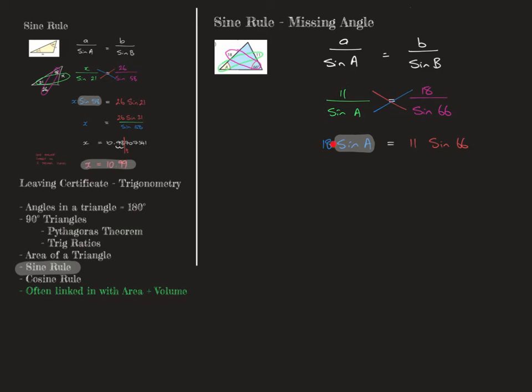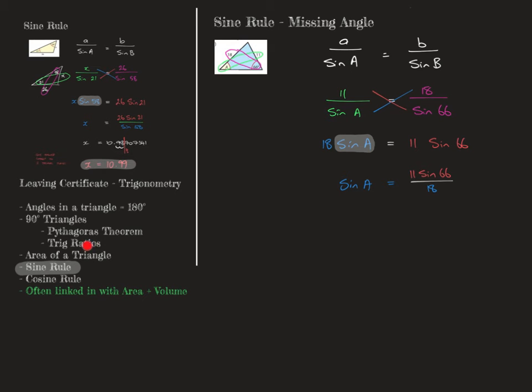The easy thing to do is to get rid of that 18, and how I get rid of that 18 is I divide both sides by 18. So if I divide both sides by 18, I'll have sine A equals 11 sine 66 all over 18. You can see what I did: I divided the left-hand side by 18, and it left me with sine A. Because I divided the left-hand side by 18, I have to divide the right-hand side by 18. Now I'm going to highlight this, and we should know this from what we did earlier, when we were doing trig ratios.